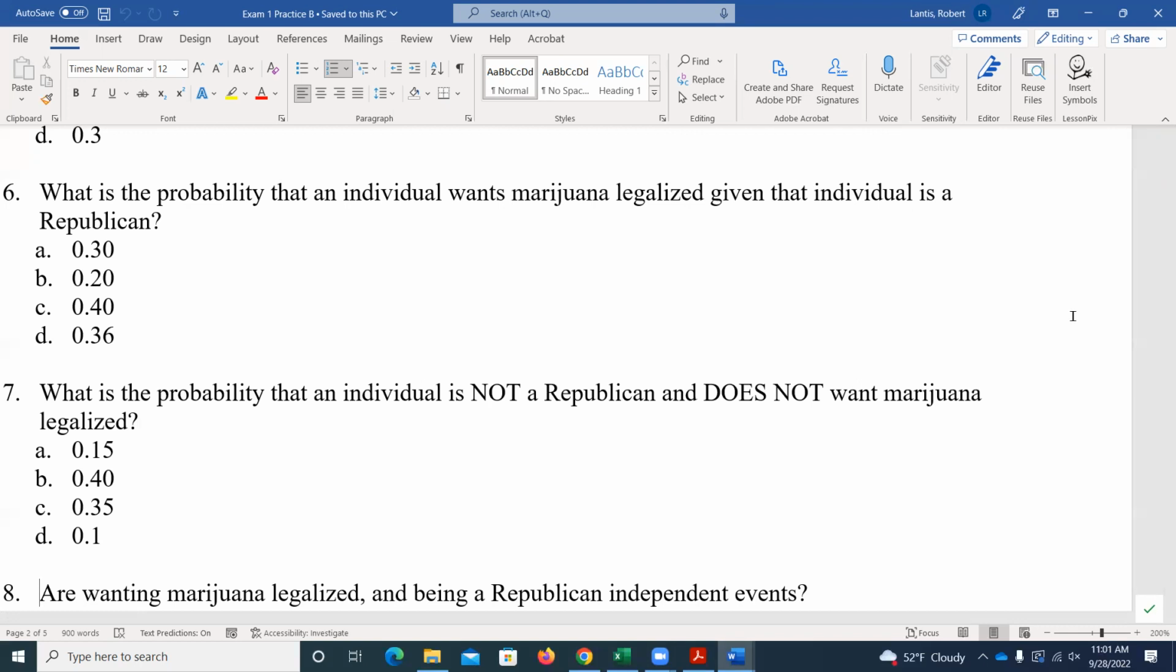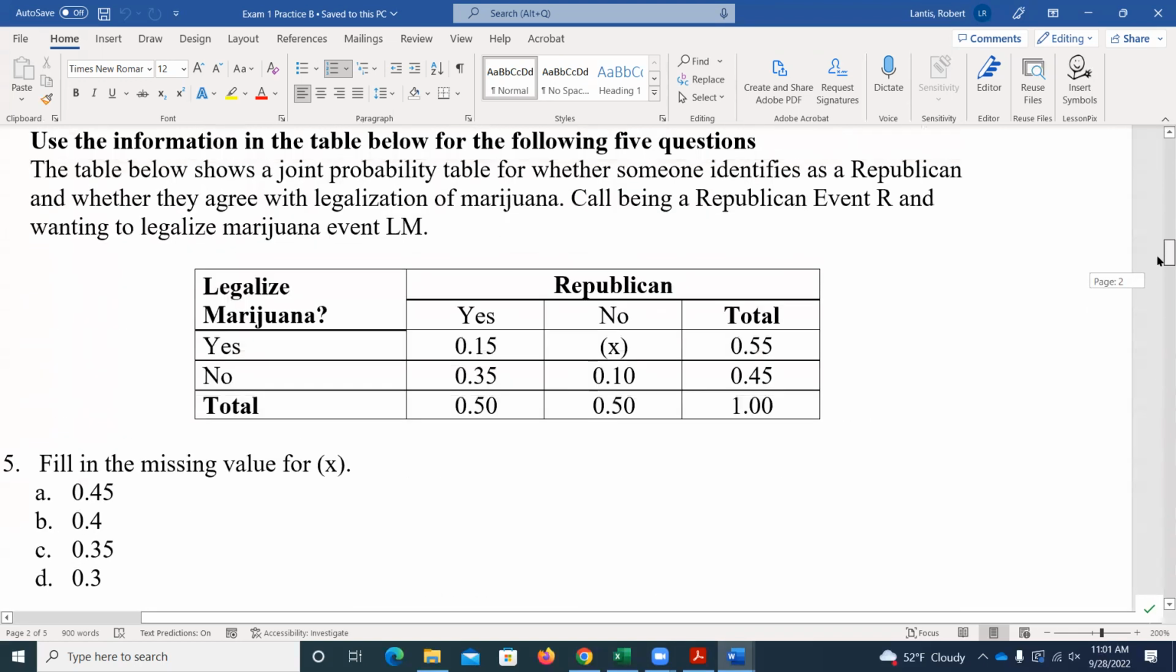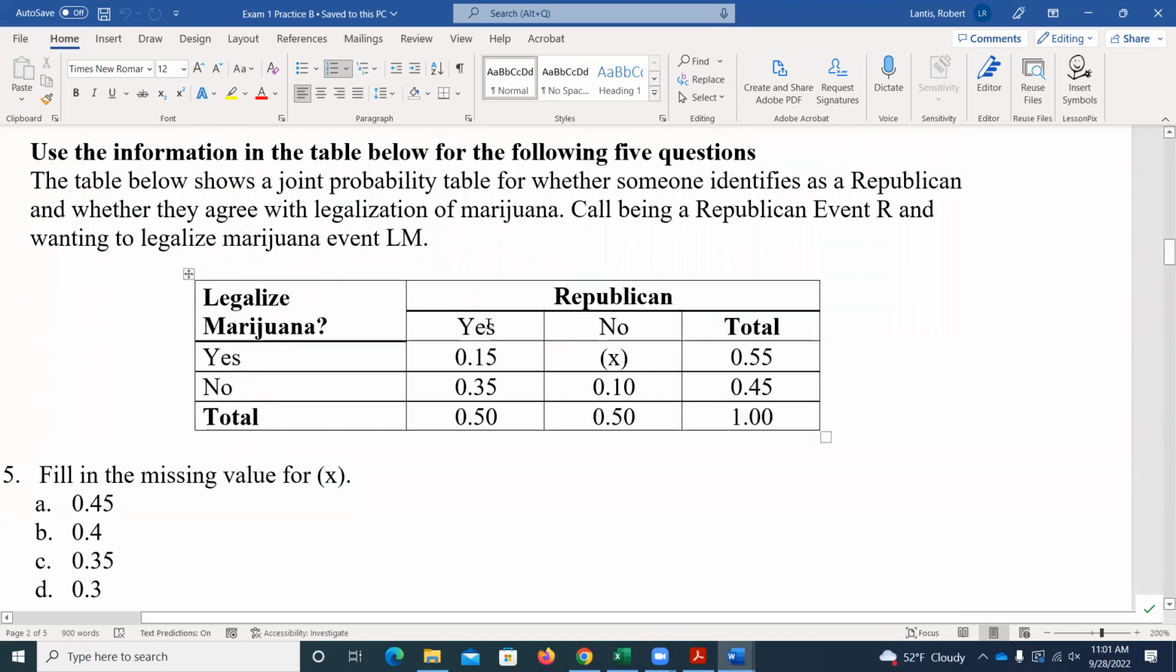Now up in the table, you don't have to write this out in notation if you don't want to, but you can think about it as, yes, they're Republican. This is my event R. No, they're not, R complement. You can simply write something like R equal yes or R equal no. That would be fine as well. In fact, here it's not yes, it's R equal to no.